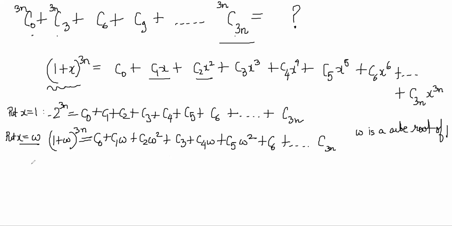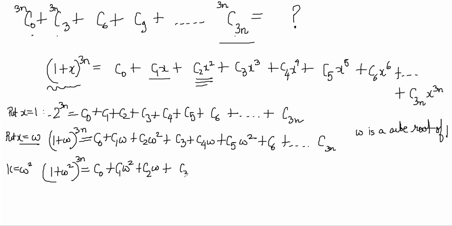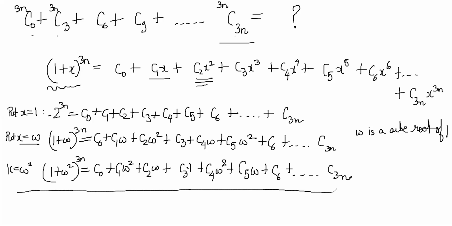c3n, right? Then put x equal to omega square. So it becomes (1 plus omega square) to the power 3n, which is equal to c0 plus c1 omega square plus c2 omega power 4, and omega power 4 is going to be omega, plus c3 omega power 6, which is 1, plus c4 omega power 8, but omega power 8 comes out to be omega square only, plus c5 omega power 10, which is omega, plus c6 plus so on till c3n, right?